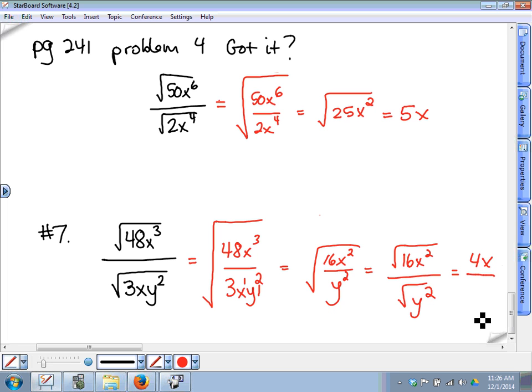Yep. And the square root of y squared? So it's 4x over y. Okay?